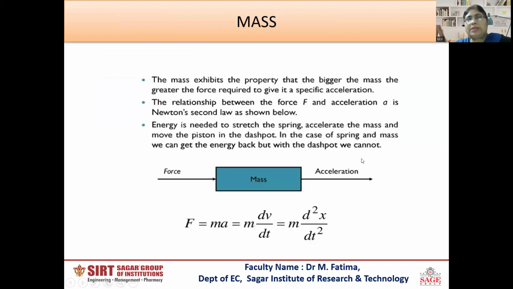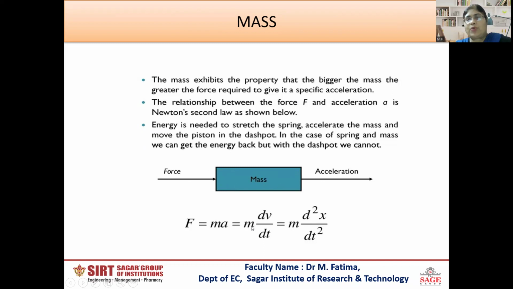The mass exhibits the property that the bigger the mass, the greater the force required to give it a specific acceleration. So you can see this is a mass. If force is applied in this direction, then this mass will generate an inertia force in the opposite direction. So this force is actually equal to how much? Mass into acceleration. And acceleration is what? Rate of change of velocity with respect to time.